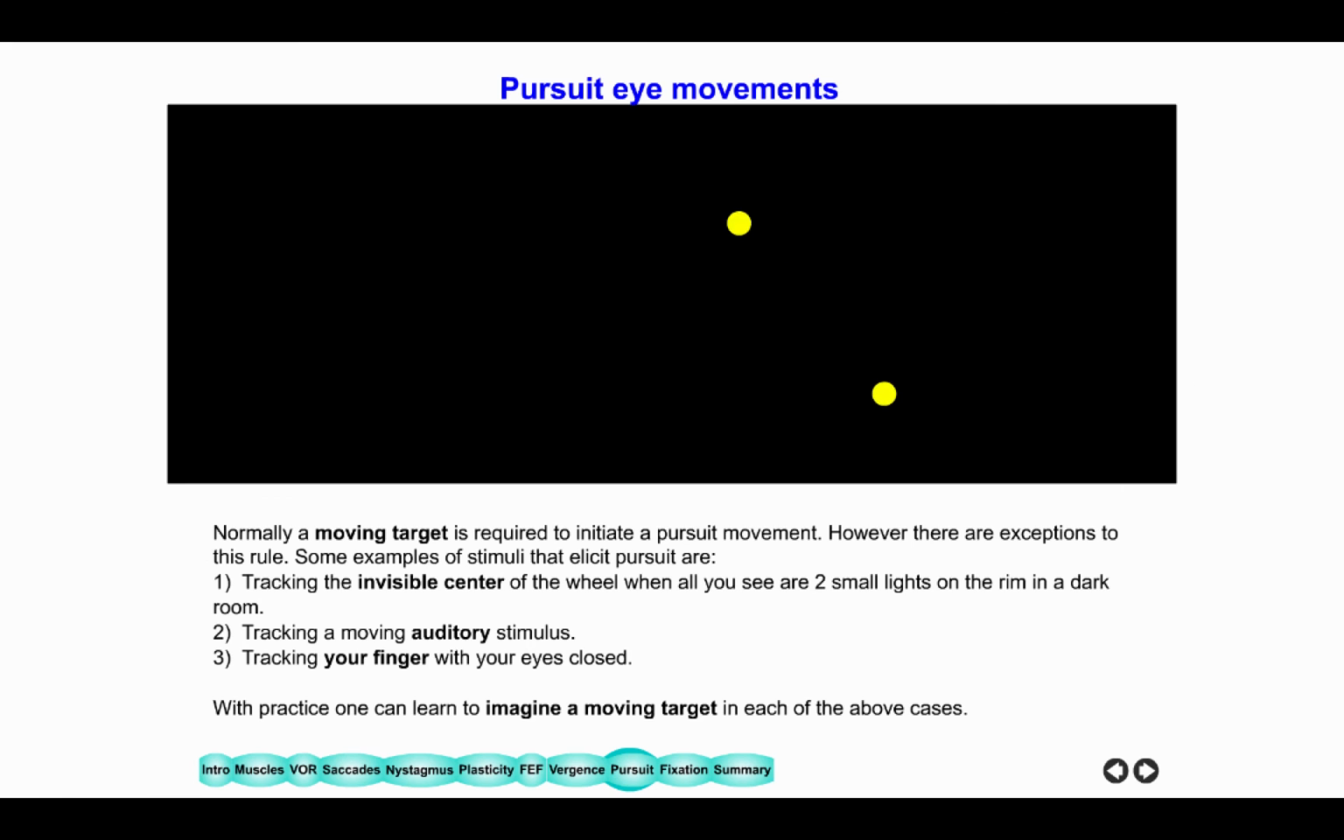Also, if you were to close your eyes and you could monitor them underneath your eyelids, if you had something that moved back and forth, like a bee buzzing in front of you, you could learn to track it with your eyes closed. And finally, you could do the same thing if you moved your finger back and forth in front of your eyes. You can learn to track them. Okay?